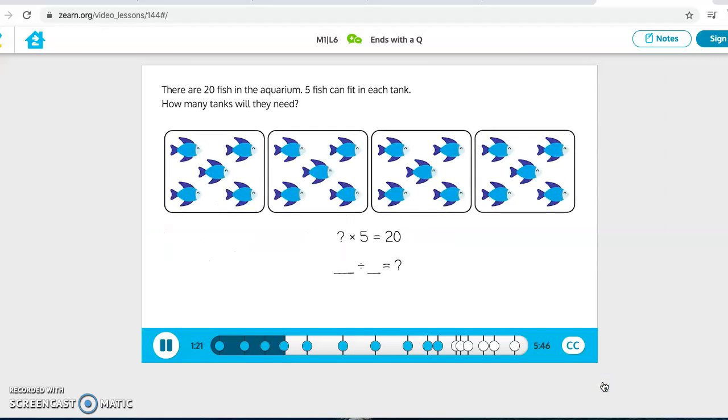Ethan? 20 divided by 5 equals our unknown. Bingo! 20 is our total. 5 is the size of each group, the number of fish in each tank. And the number of groups is our unknown. In both equations, the unknown represents the number of groups. Solve for the unknown in each equation.